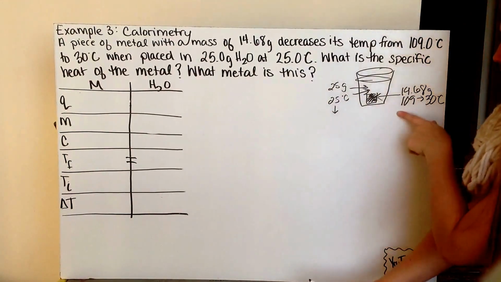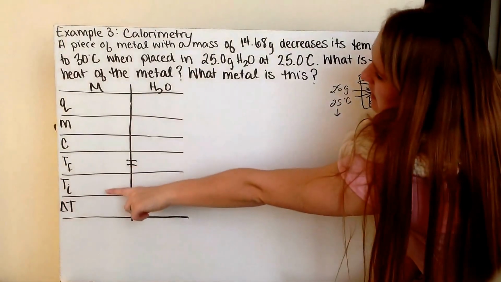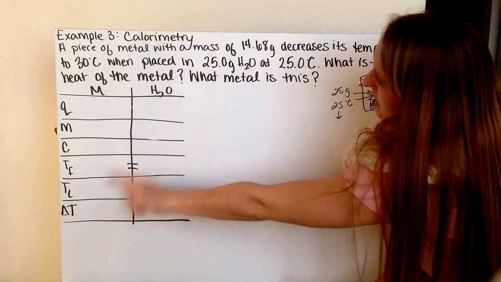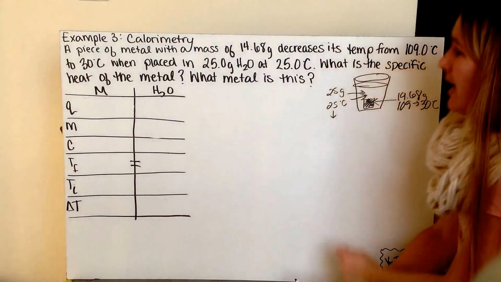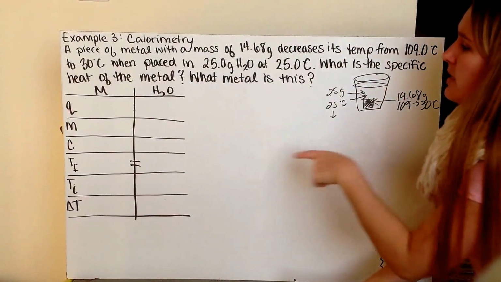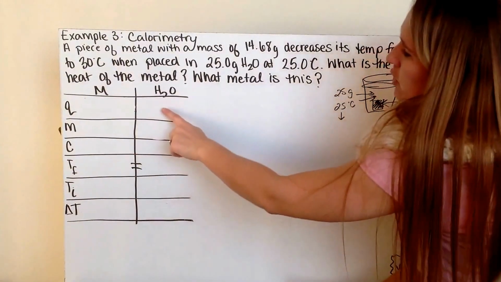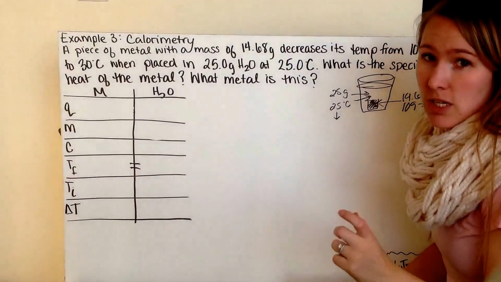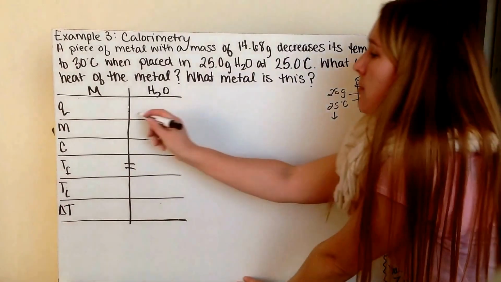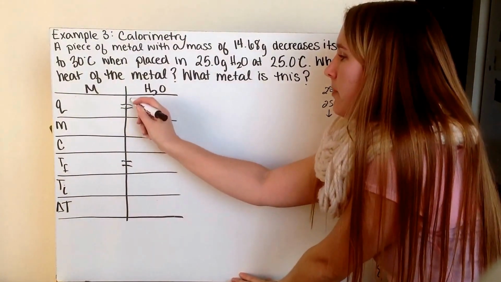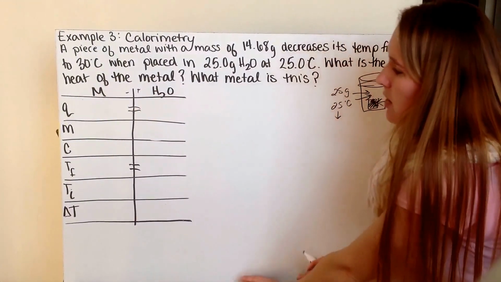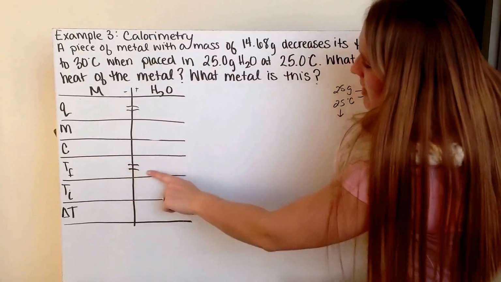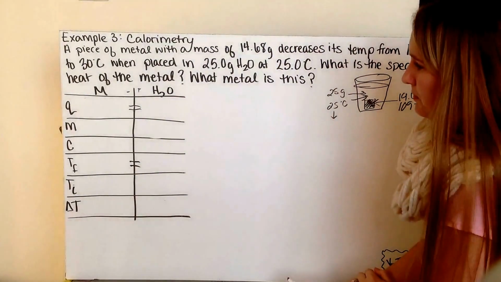I know I have a change in temperature, so I have to use Q equals mc delta T, and I list my variables just like before. Some things I know about this calorimetry problem: I know that my Q of my metal and my Q of my water, the amount of energy, is going to be equal but opposite in sign. So one is going to be positive and one's going to be negative. I know that my final temperature of both my metal and my water are going to be the same.